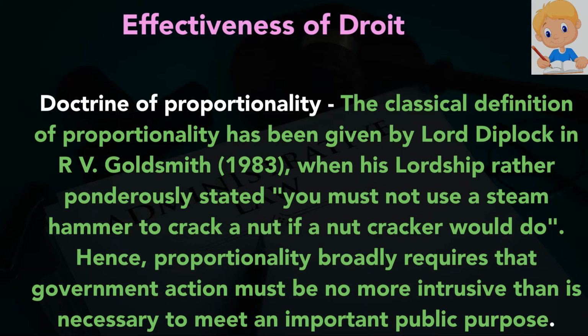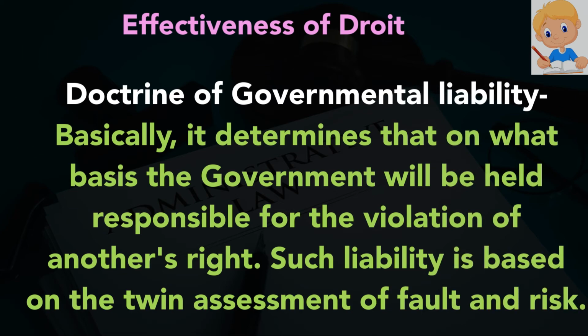Okay, and the last one is the doctrine of governmental liability. Basically, it determines on what basis the government will be held responsible for the violation of another's right. Okay, such liability is based on the twin assessment of fault and risk. Okay, so everything is so beautifully designed that this system became so effective at that point in time, and many other countries also started following it, as it ensured individual freedom and individual rights, right?